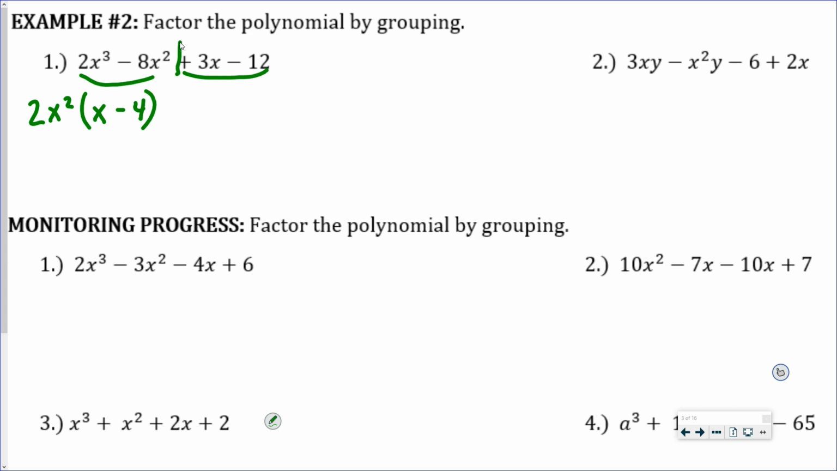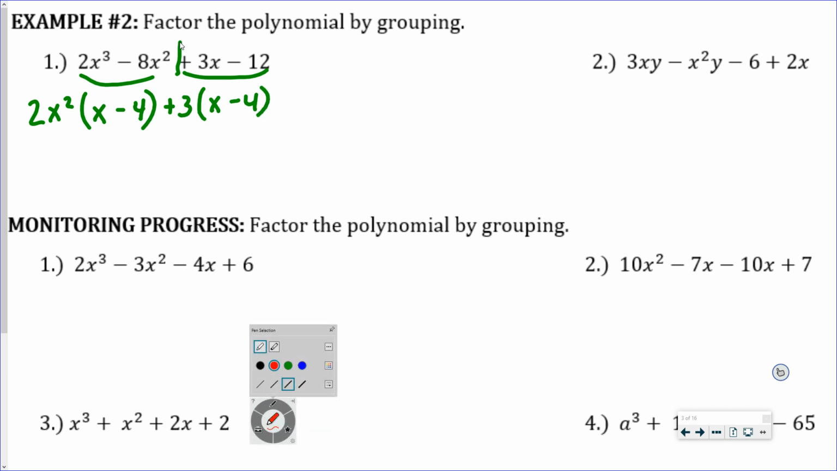All right, in my second group, what's the only thing I can factor out? 3. Now, get in the habit of, if you're going to factor out a positive, because sometimes it might be a negative, write plus 3. Okay, and that'll also help you in the next step, group together your factors.